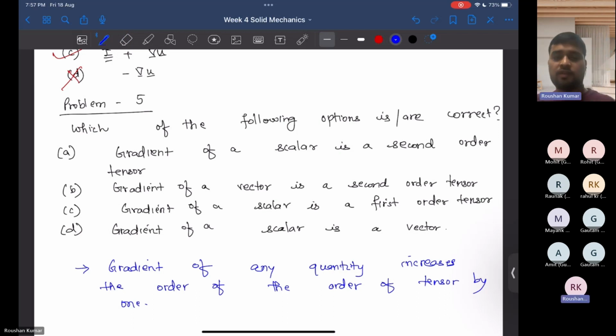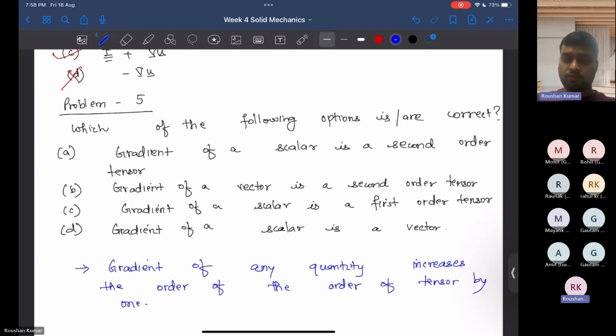So basically if we take the gradient of any physical quantity, it increases the order of the particular quantity by 1. Suppose it is a fourth order tensor, so it becomes a fifth order tensor, or if it's a second order tensor, then it becomes a third order tensor, or if it's a first order tensor, then it becomes a second order tensor. So gradient of any quantity increases the order of a tensor by 1.